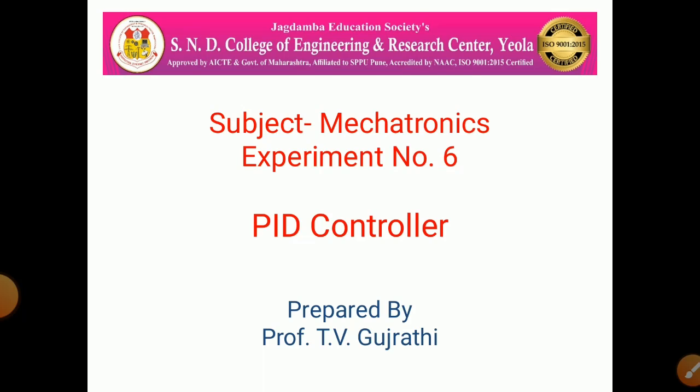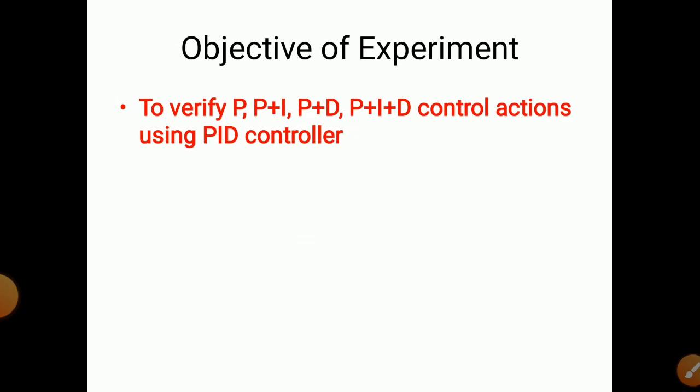Okay, so let's start. What is the objective of the experiment? The objective is to verify P plus I, P plus D, and P plus I plus D control actions using a PID controller. As you know, there are three important control actions: P means proportional, I means integral, and D means derivative. These control actions can be used independently or combined, so we need to understand them carefully. This is the objective of the experiment.